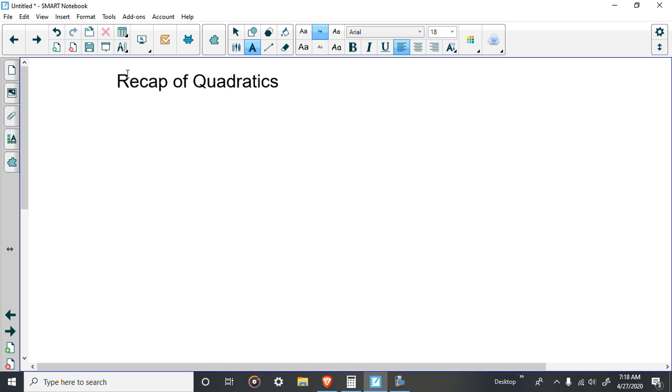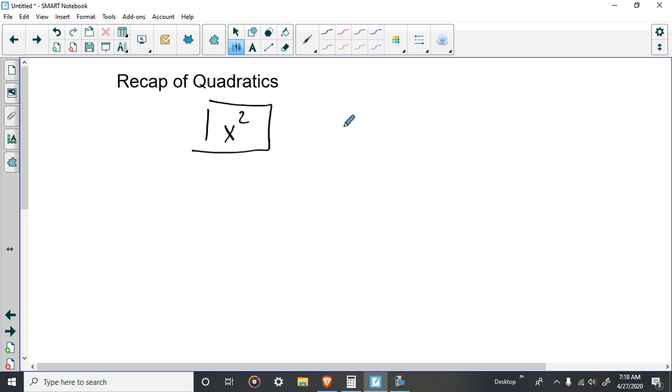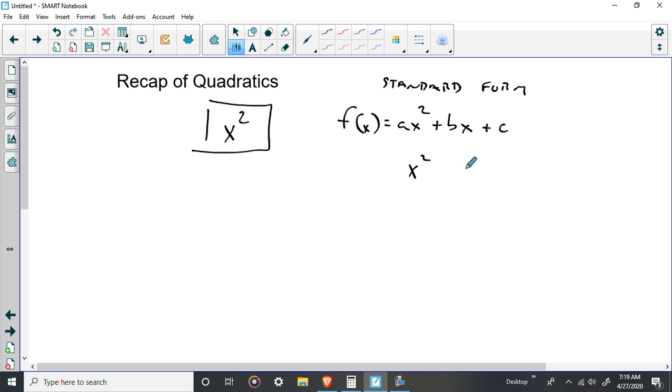Okay, so quadratics. First of all, quadratics are functions that have an x squared. Our basic form would be something like this: f of x equals ax squared plus bx plus c. This is the standard form for a function, where essentially we have three different elements: an x squared element, an x element, and a constant.